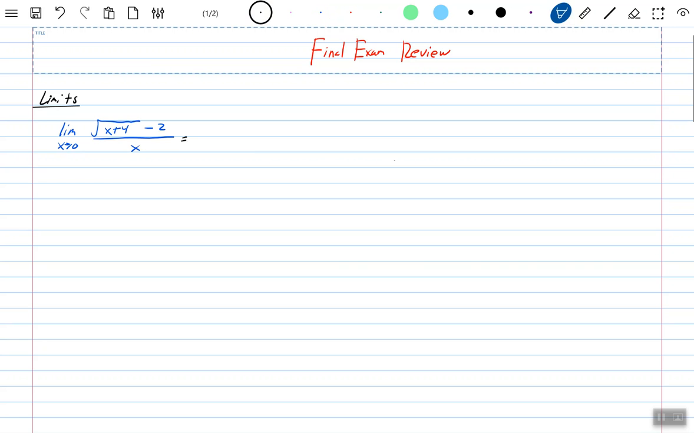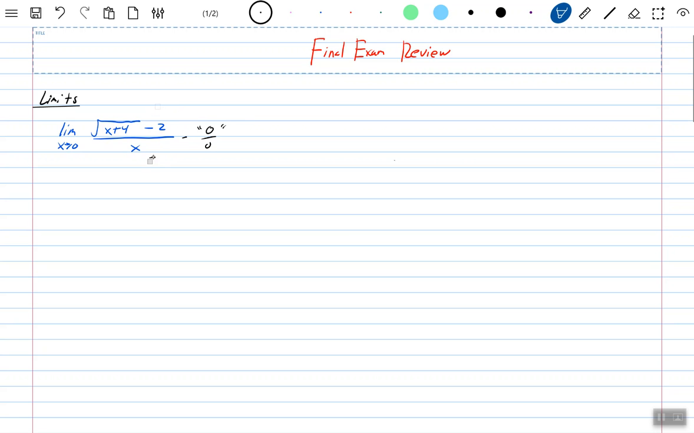Now, when you're solving these limit problems, the first thing you should always do is plug it in. Now, what happens when you plug in? Well, plug in a 0 for x, that's the square root of 4, which is just 2. So that's 2 minus 2 in the numerator, so that's going to be equal to 0. But when you plug in 0 in the denominator, that's also going to be equal to a 0. So this is equal to a 0 over 0 situation.